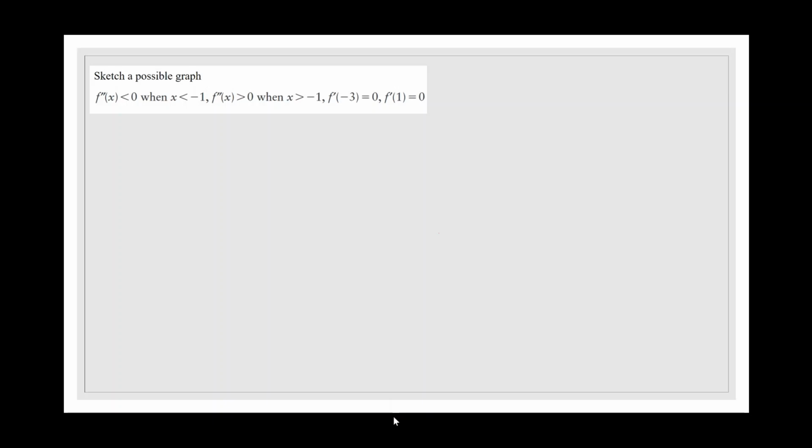Now for the second example, we have not been provided any information about the original function. We're told something about the second derivative and the first derivative. But it is still possible to do a possible graph. It's not going to be unique though.